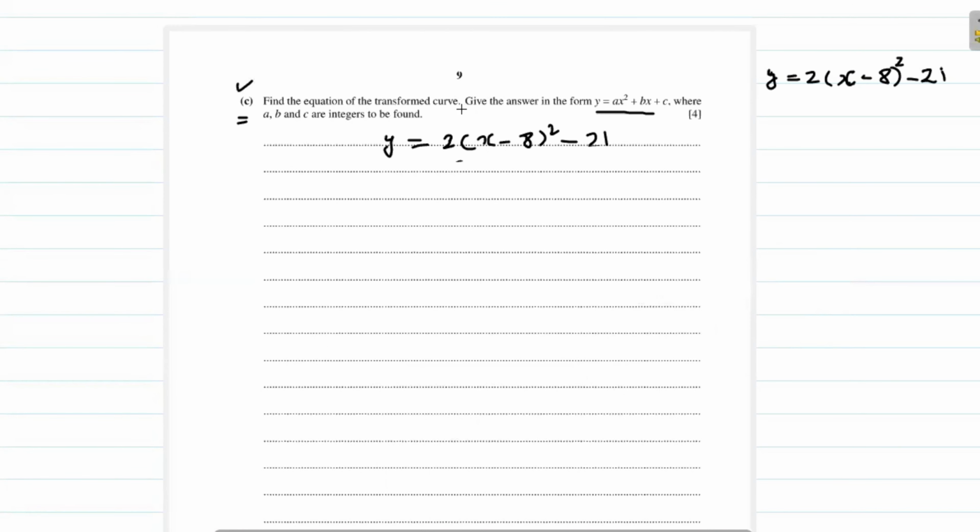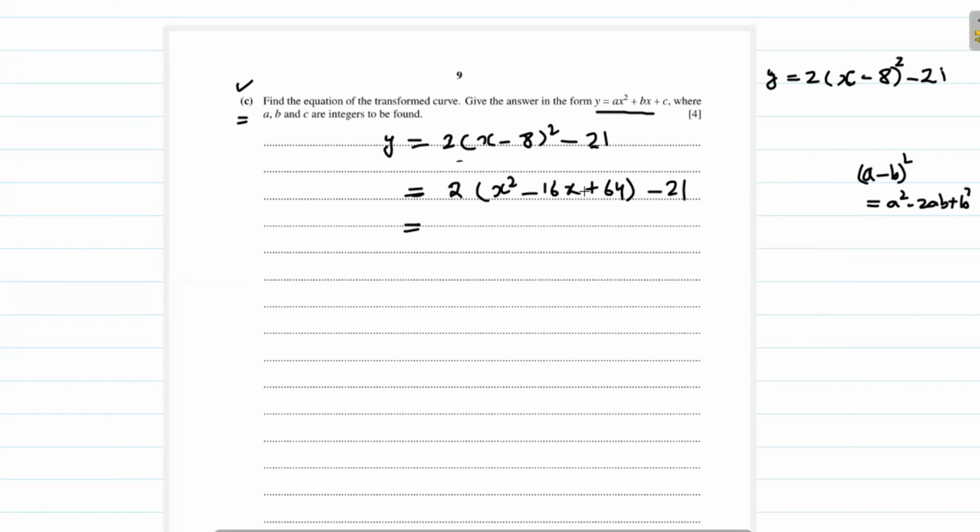Part C, find the equation of this transformed curve in the form y equals ax squared plus bx plus c. You see here, this is the transformed curve. Now we expand this equation. Therefore, we get 2 into x squared minus 16x plus 64. We expand this expression by using the identity a minus b whole squared equals a squared minus 2ab plus b squared. Next, we write minus 21 as it is.